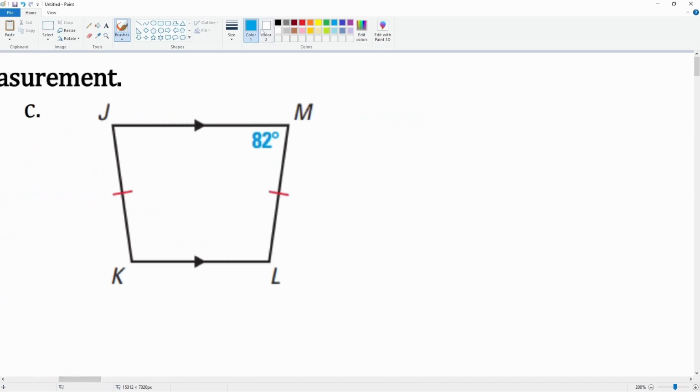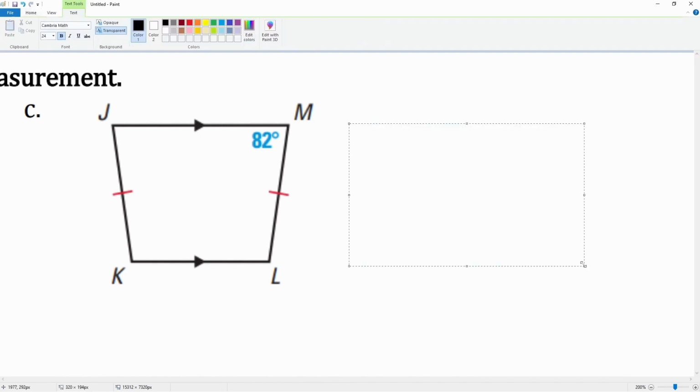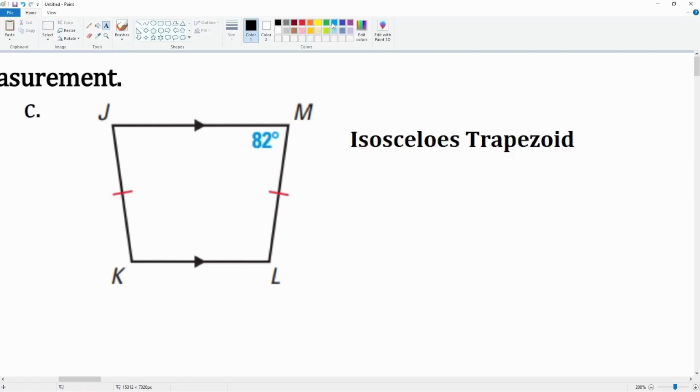All right, the two legs here are congruent, so this makes it an isosceles trapezoid. Then we know if this is 82, we can know what this is. This is 82. Then we know this is going to be supplementary to that. So we can do angle M plus angle L is equal to 180. This is 82 for angle M. Then angle L is unknown.